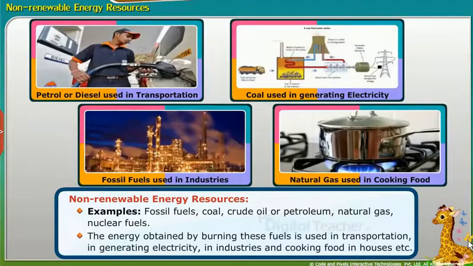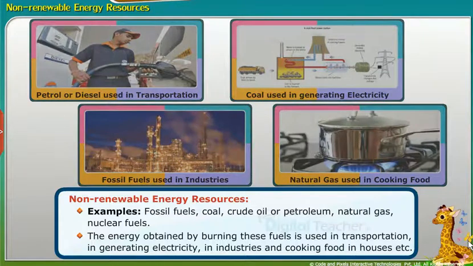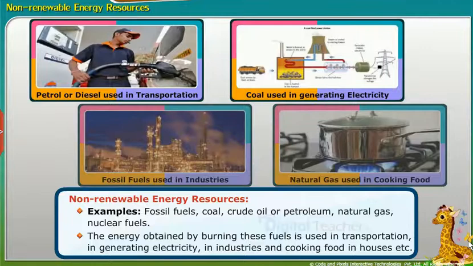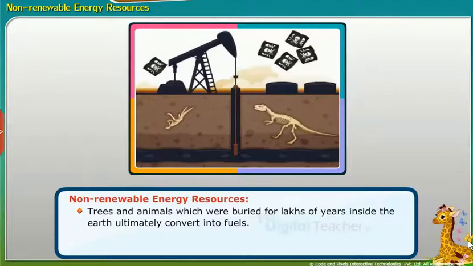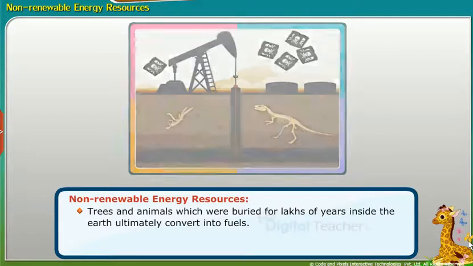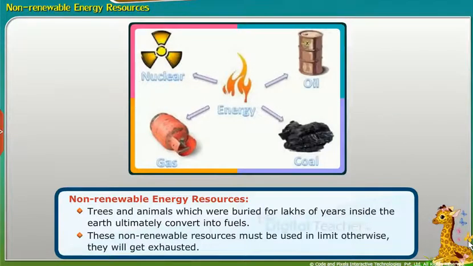The energy obtained by burning these fuels is used in transportation, in generating electricity, in industries, and cooking food in houses, etc. Trees and animals, which were buried for lakhs of years inside the earth, ultimately convert into fuels. These non-renewable resources must be used in limit, otherwise they will get exhausted.